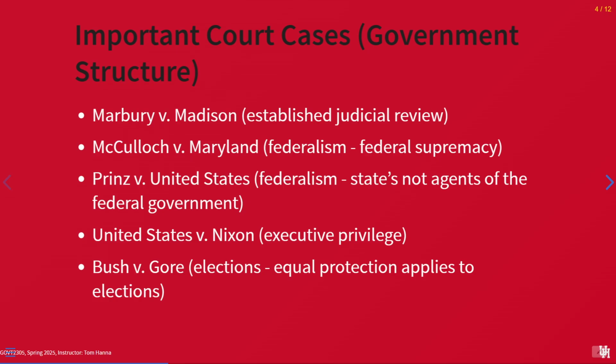And so Maryland was trying to tax the Bank of the United States. The Bank of the United States was not very popular, and the states didn't like it because they felt like it was an infringement on states' rights. It interfered with state banks. And so Maryland tried taxing it. And the Supreme Court said two things here.